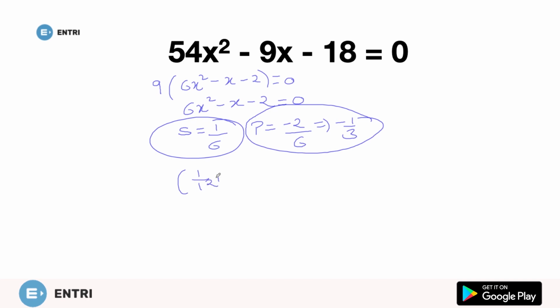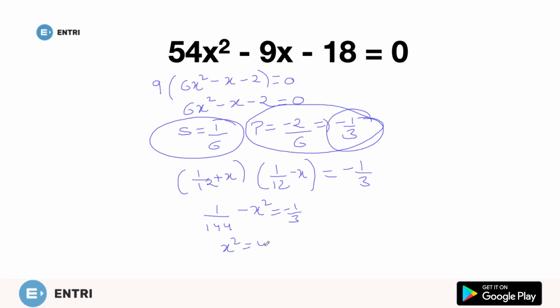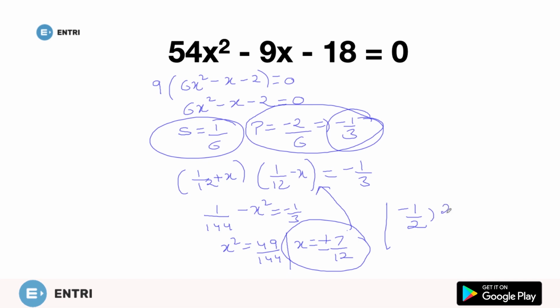I'll first add it with x and then subtract it with x, and I know what the product of it is. It is already shown here. Its product is minus 1 by 3. So while solving the value, I am going to get 1 upon 144 minus x square equals minus 1 by 3. So x square is going to be 49 by 144, and I clearly know that now the x value is plus minus 7 by 12. That means our roots are, while putting the value here, I'll get directly the roots. What are the roots? It's 1 by 2 and minus 2 by 3.